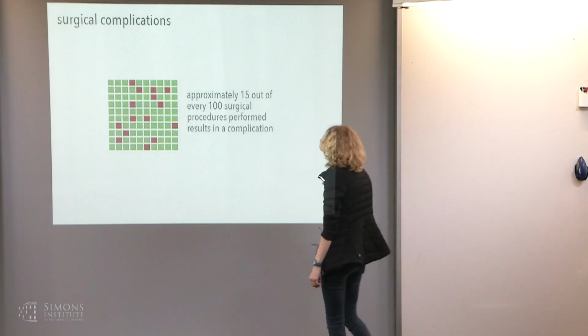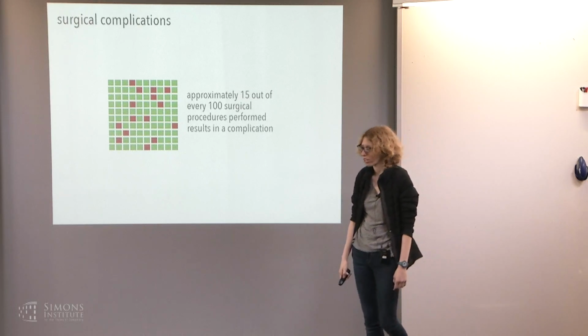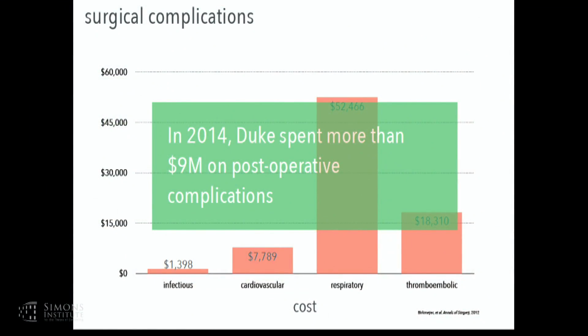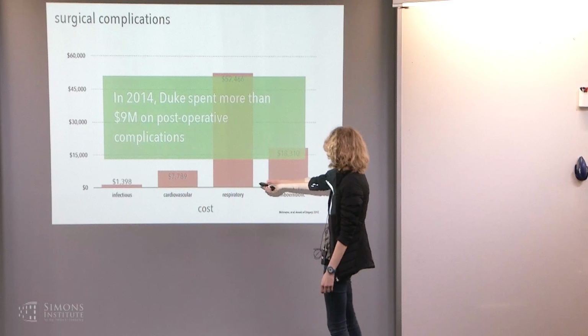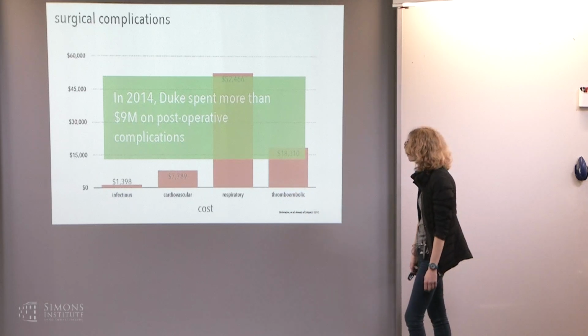So about 15 out of every 100 surgical procedures results in some kind of complication. And in 2014, which is the last year that we actually have numbers on, Duke spent more than $9 million in treating postoperative complications, right? And so you can see a few of the different kinds of postoperative complications that somebody can get listed there.